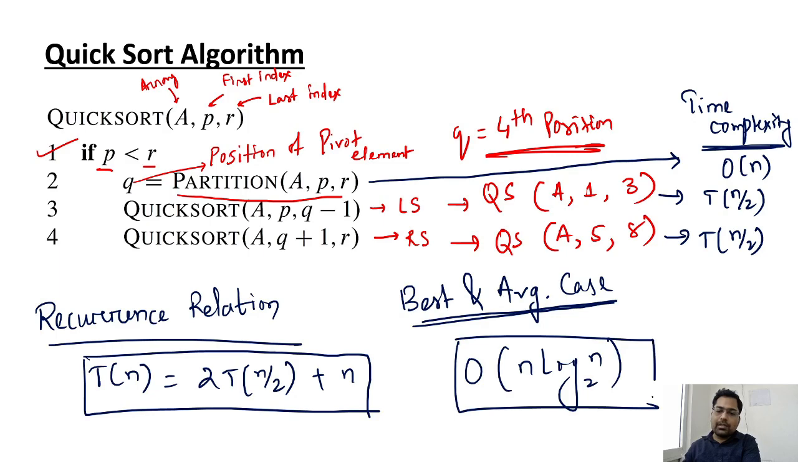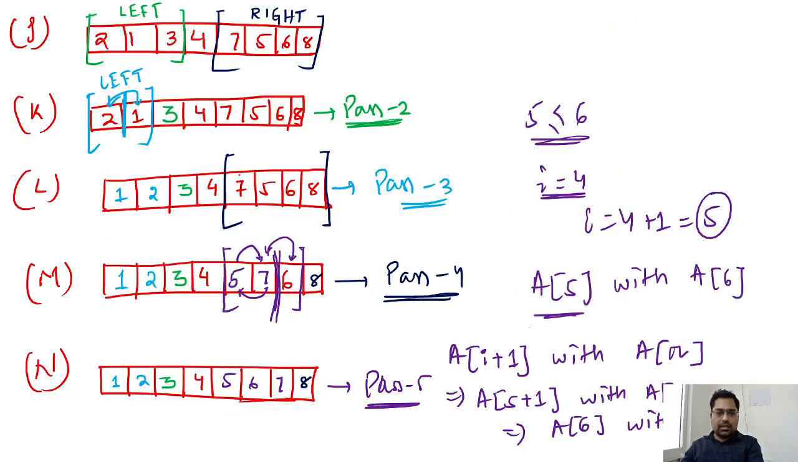And why I'm saying best and average case as n log n, I'll simply discuss here. In pass 3, whenever we are comparing, once the pivot element is at its perfect location, we just compare it with the other elements, n minus 1. You can check for the worst case why we are getting the other time complexity, n square.